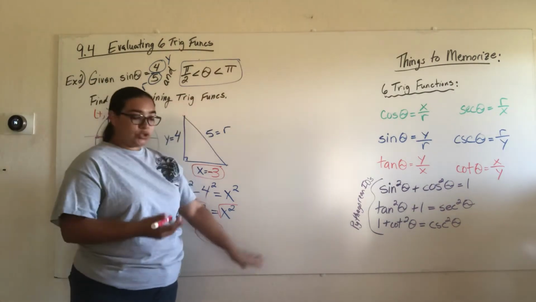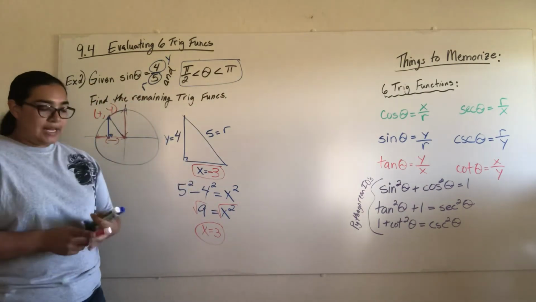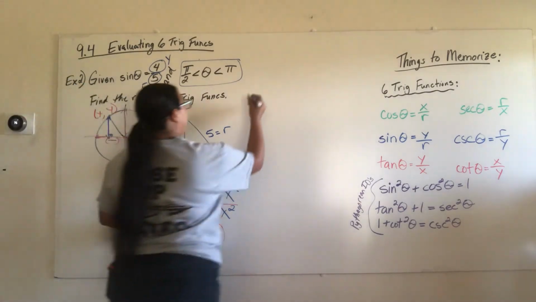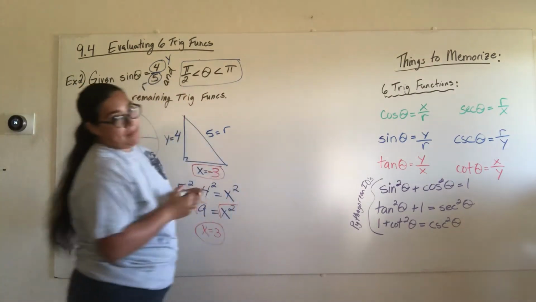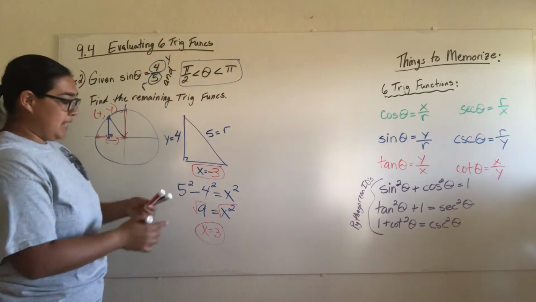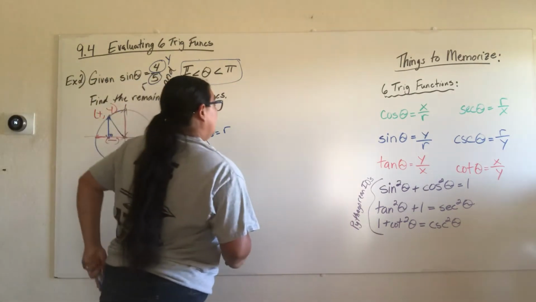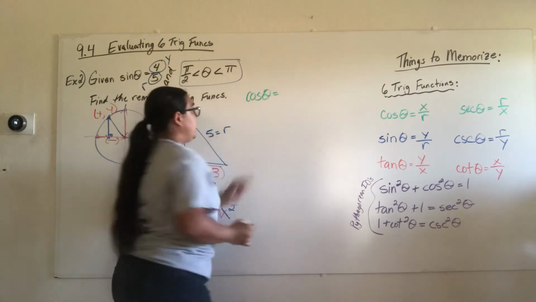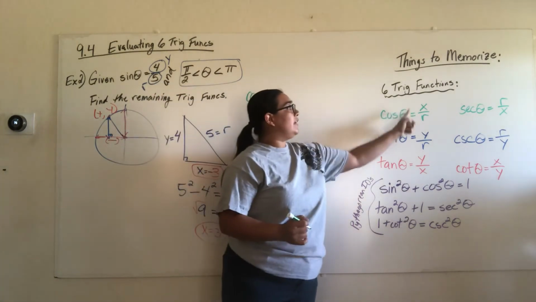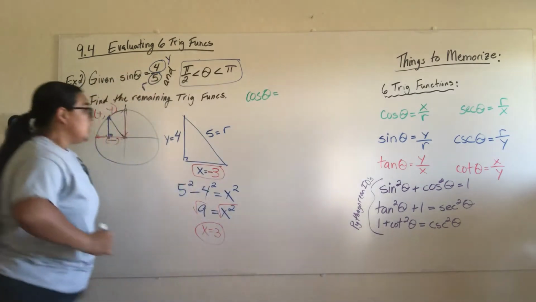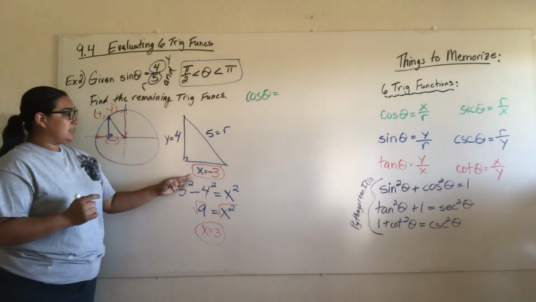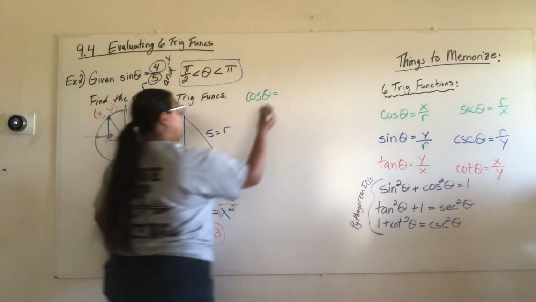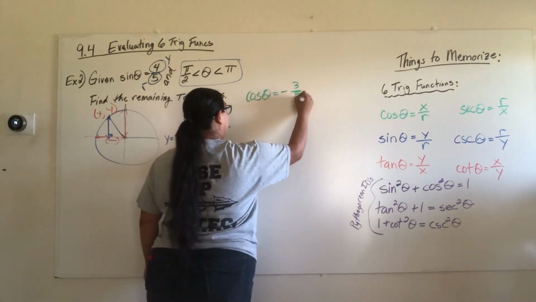I'm going to write all 6 trig functions here, and we're going to go ahead and find all 6 using our information. All right, so let's start off with sine, or actually cosine, my bad. Keep it in order, right? Cosine. So we got cosine theta, and remember over here, cosine theta is the x value over the r side. So here we go, x is negative 3, and my r is 5. So our fraction is going to be negative 3 over 5.